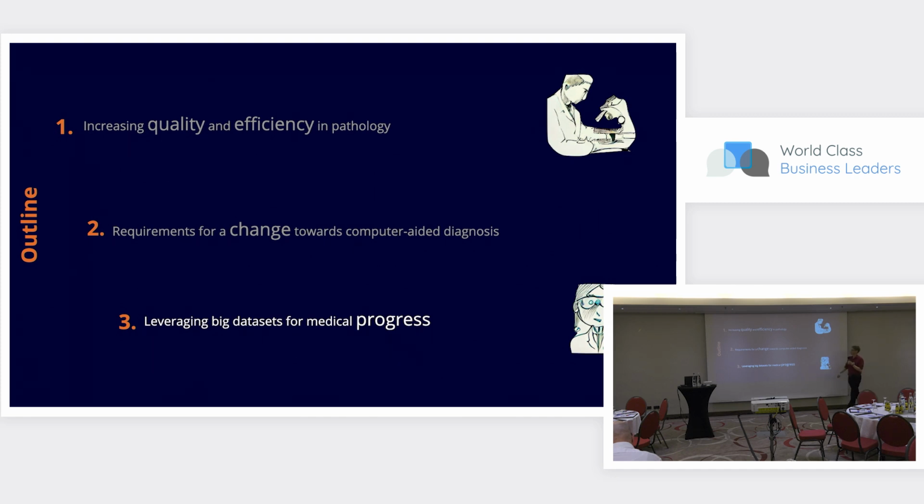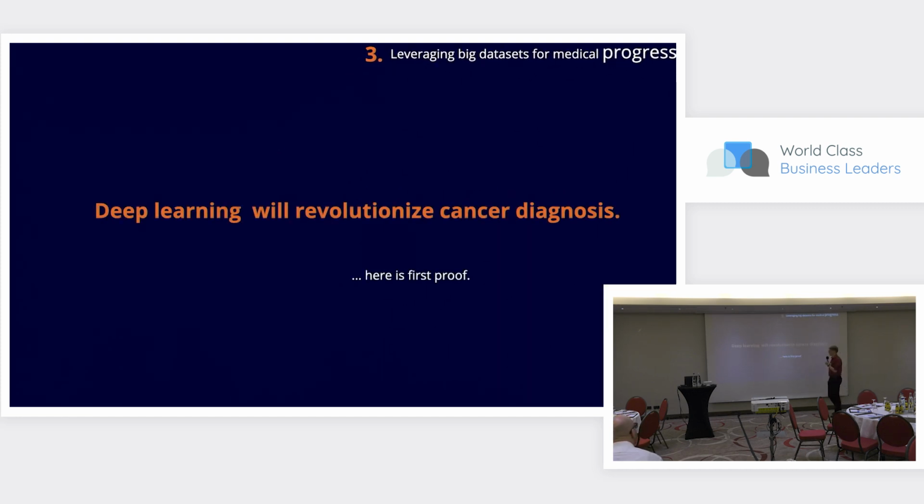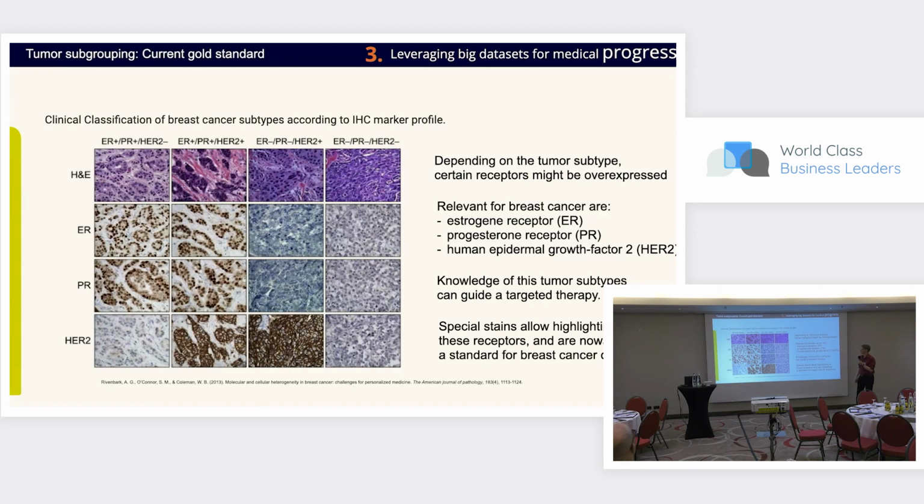So now we said, okay, there are quite some tasks that we can automate to do better, to be more efficient, to be more accurate and reproducible. But let's look a little bit into the future. And of course, I cannot avoid the topic of big data here, even though we still have many problems with GDPR and getting access to that data. But in principle, I'm fairly sure that deep learning will revolutionize cancer diagnosis. And I have some first proof. That's not our own work, but I still want to show it to you.